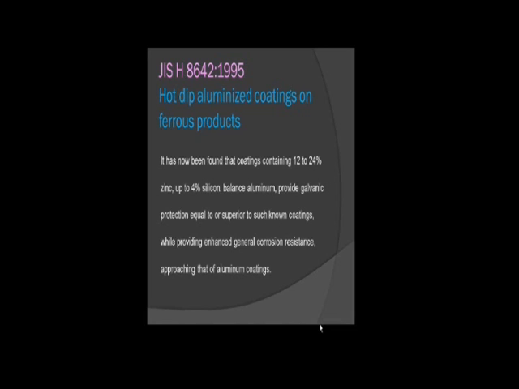It has now been found that coatings containing 12 to 24% zinc, up to 4% silicon, balance aluminum provide galvanic protection equal to or superior to such known coatings, while providing enhanced general corrosion resistance, approaching that of aluminum coatings.